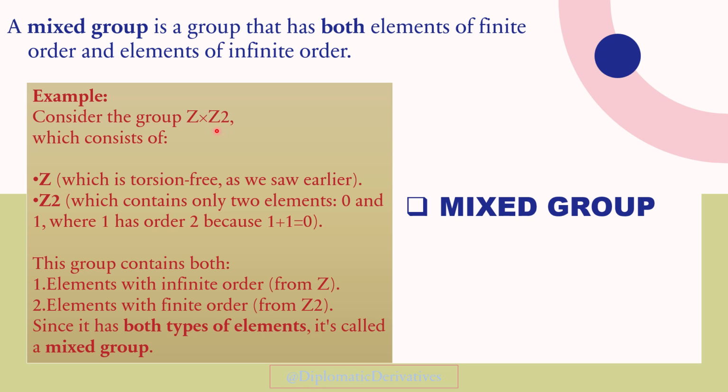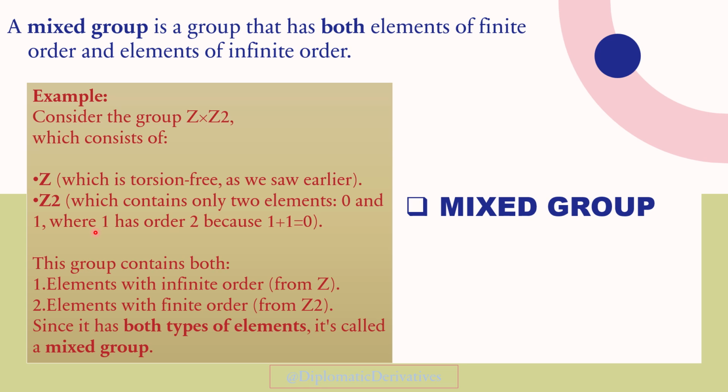So 0 and 1 are the 2 elements inside this group, right? Now let's suppose you take 1. What is the order of 1 in this group? How will you check that? It's addition, so you will add 1 plus 1, which gives you 2, right? And since it gives us 2, 2 will circle back to 0 since it's a modular group.